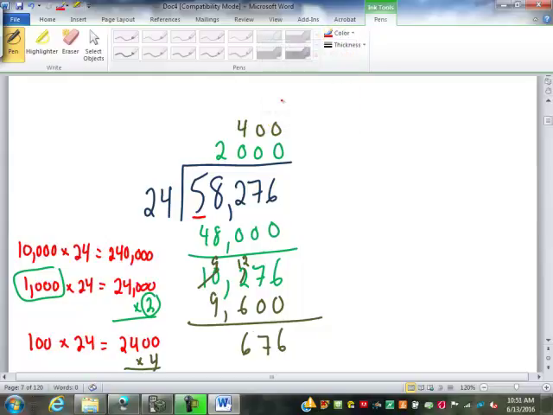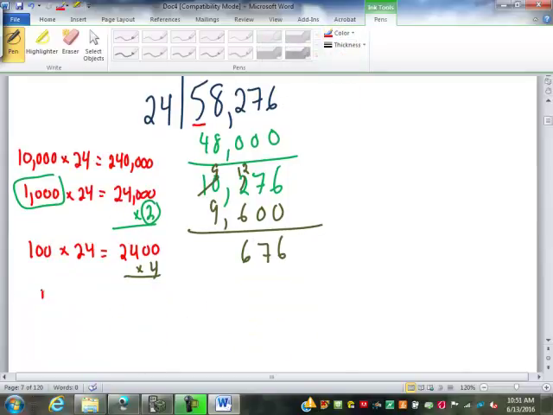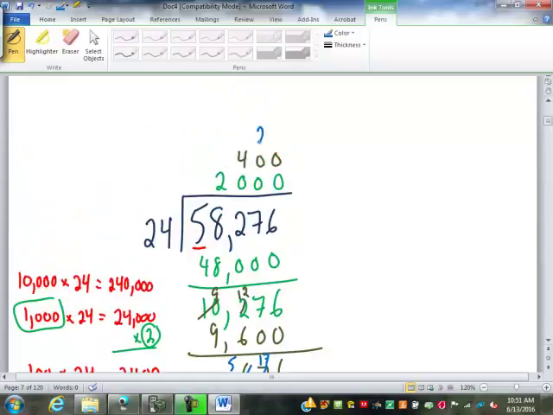So now, next place value is tens. 10 times 24 is 240. I can subtract that. Nope, not 3 times, only twice. So 240 times 2 is 480. Leaves me with 196. So again, I just subtracted 2 bundles of 10, which is 20.